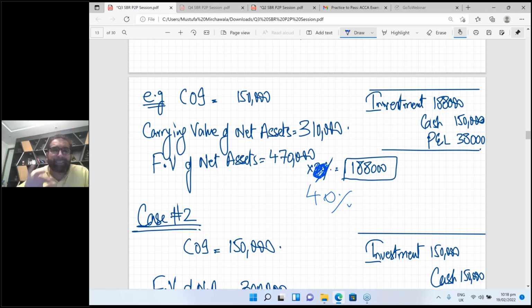Okay. Now the second case, I'm talking about subsidiary. Your COI is 100,000, but the fair value of net asset is 120,000. So there will be a gain on bargain purchase. Some people call it negative goodwill, but the real word is gain on bargain purchase.